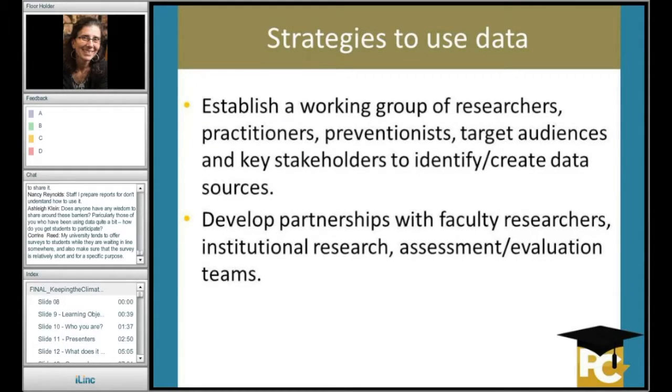It's important to develop partnerships with faculty researchers, institutional research, and assessment and evaluation teams, particularly for those of us that maybe aren't researchers and don't understand the jargon, or don't know how to interpret the findings of an analysis of variance or a pre and post test. It's really important to engage those people, hopefully at our institution, or if not, independent consultants who are doing research and evaluation.